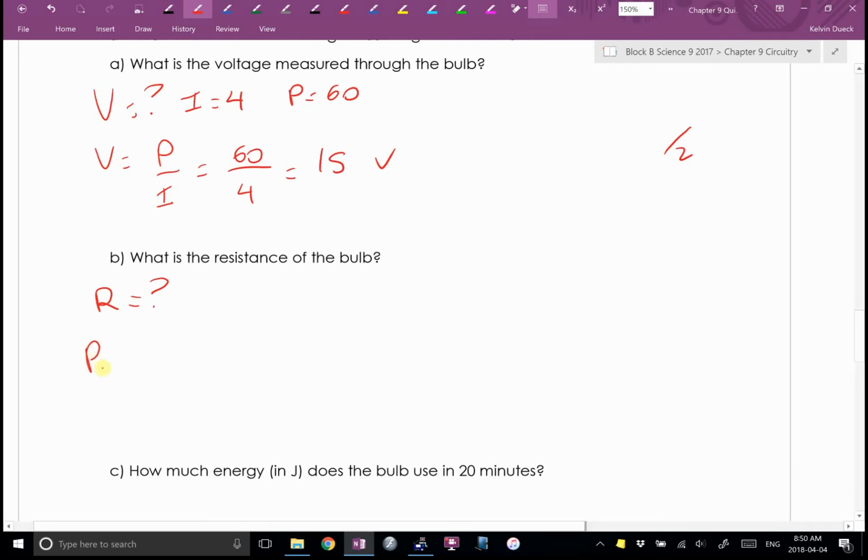R equals V over I. Now, the only way that I can do B is if I've done A first, because I need the voltage. So it's going to be the voltage, 15 divided by 4. Now, if you got A wrong, but you carried your answer from A right there and you divided by 4, I will give you full marks for part B. 15 divided by 4, 16 divided by 4 would be 4, so 3.75 ohms. Oh, by the way, if you don't put units, I take a half mark off as well. I'm mean that way.